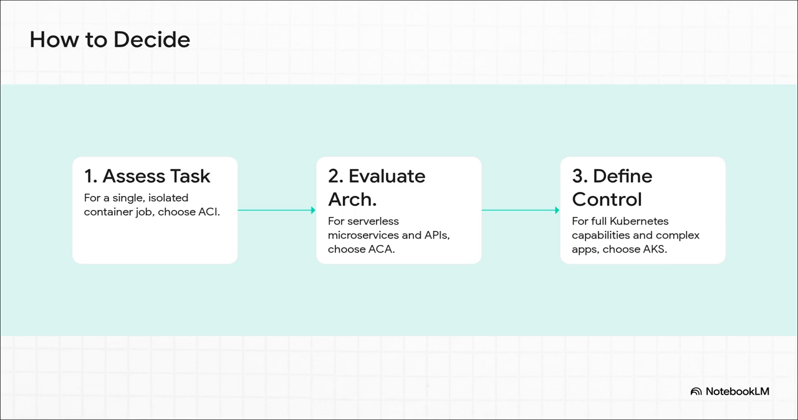So how do you actually decide for your project what's the right call? It really just comes down to asking yourself three questions. First, what's my task? If you just need to run a single isolated container job and get it done fast, choose ACI. Easy. Second, what's my architecture look like? If you're building modern microservices or APIs and you love the idea of not managing servers, ACA is your go-to. And third, how much control do I really need? If the answer is all of it, if you need full Kubernetes power, custom networking for a complex app, then AKS is the only way to go.